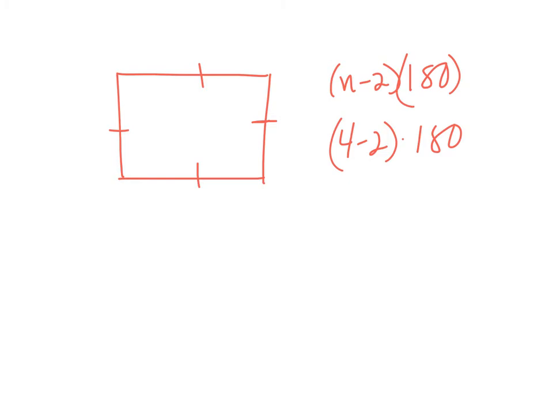So 4 minus 2 is 2. 2 times 180 is 360. So the sum of all these angles is 360. Well, there's 4 sides, so I would just divide this up by 4. So that would equal 90 degrees each one of them, which we already knew. Okay, so that's how you figure out the individual angles of a regular polygon. And that's really helpful and really important, because we're going to use that fact here in just a minute.